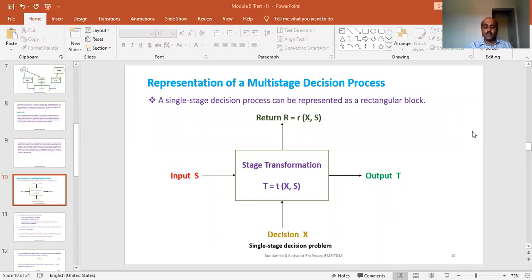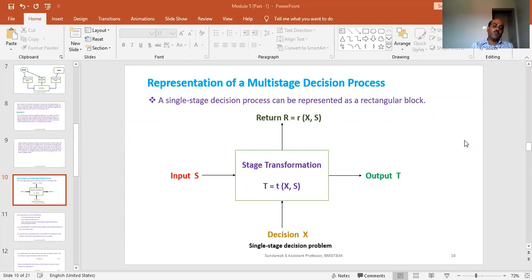Before I go to the block diagram of a multi-stage decision process: a multi-stage process is a combination of single stages, because in dynamic programming we decompose the multi-stage process into n single stages. Let us first discuss the single stage decision process, and later I will explain how the multi-stage decision process can be represented.